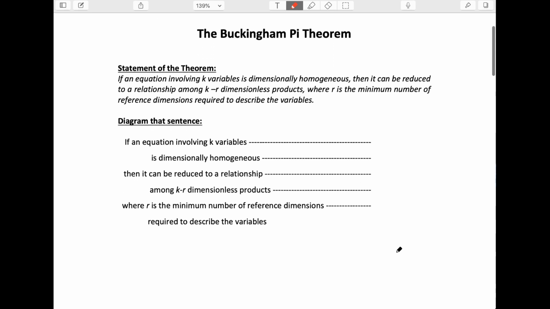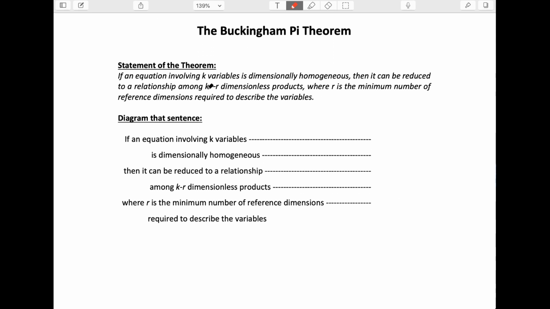So here's the deal. The Buckingham Pi theorem says that if an equation involving k variables is dimensionally homogeneous, then it can be reduced to a relationship among k minus r dimensionless products, where r is the minimum number of reference dimensions required to describe the variables. Okay, so now that I've explained that, go ahead and move on and watch the next video.